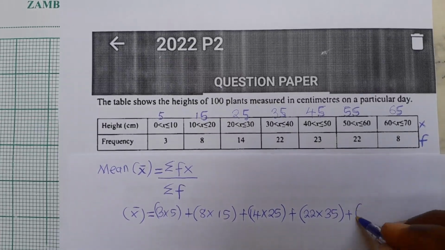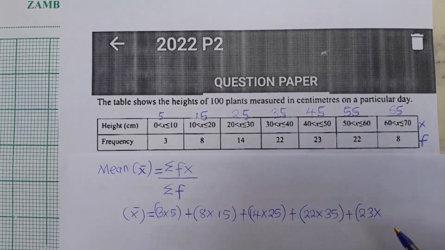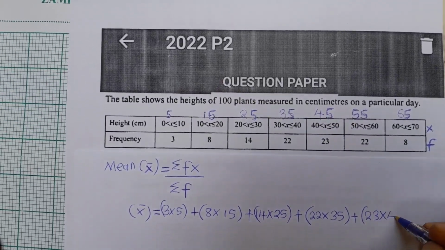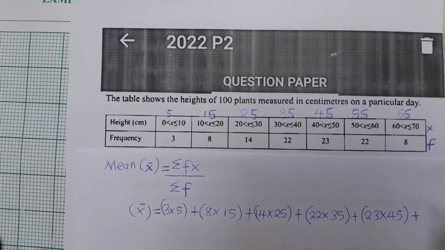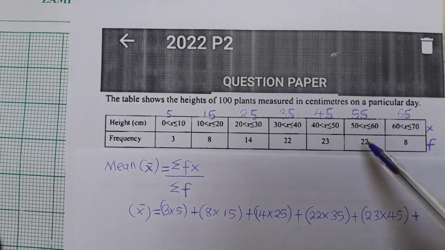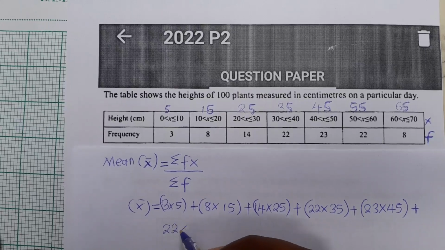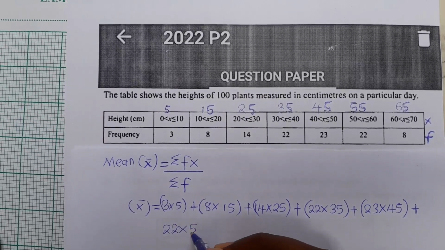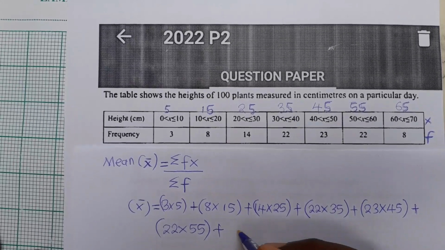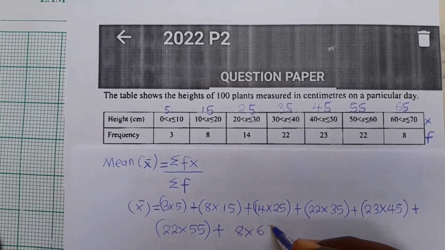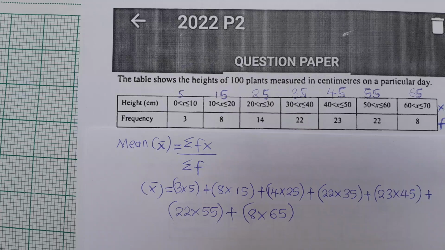22, I move to 23. So I say 23 times what? Times 45. So I put a 45 there. I say plus, I move to the other one. I move to 22. 22 times 25. So I say plus 22 times 55. I say plus 8 times 65. This is what I'm going to do. Have you seen like this? So this is what I'm going to do.